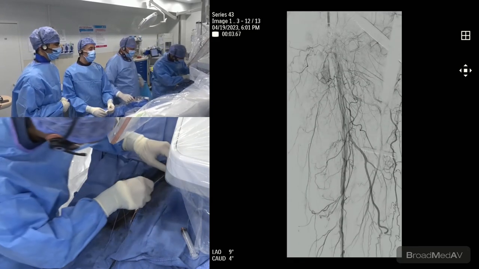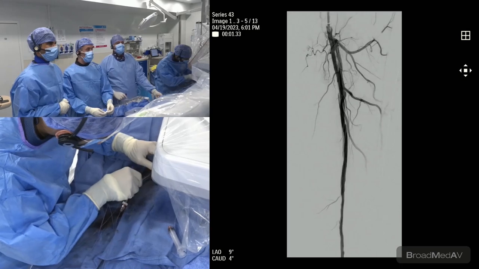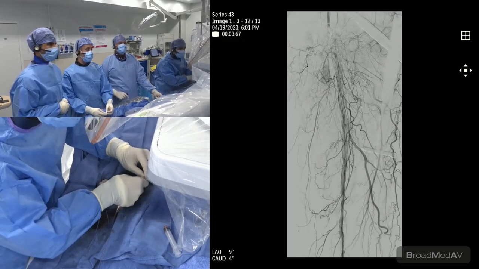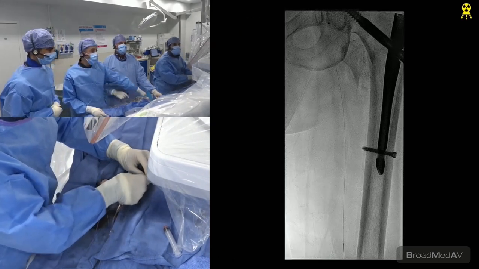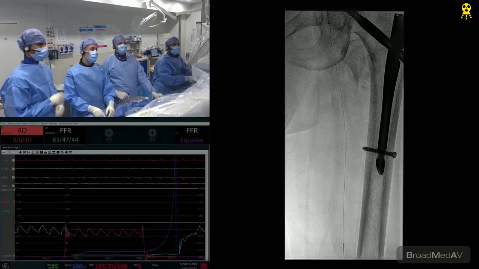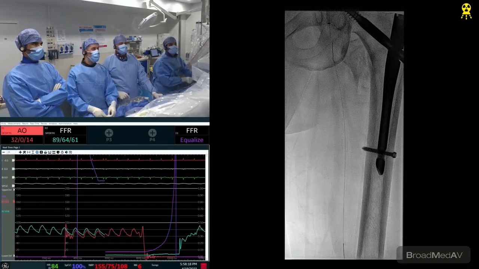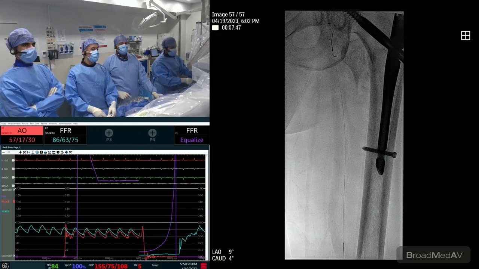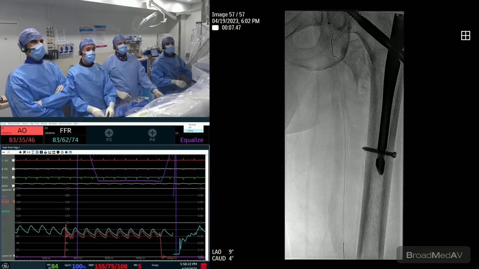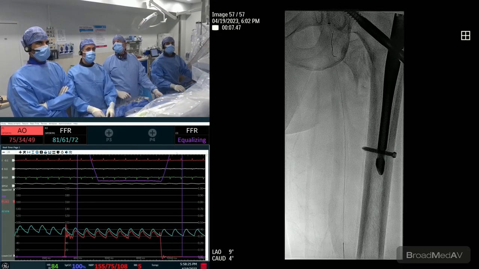Let's do it then. Let's see how it goes. Let's zero, guys. Zero. I'm going to let him wire it. Okay. So let's equalize here. Equalize.